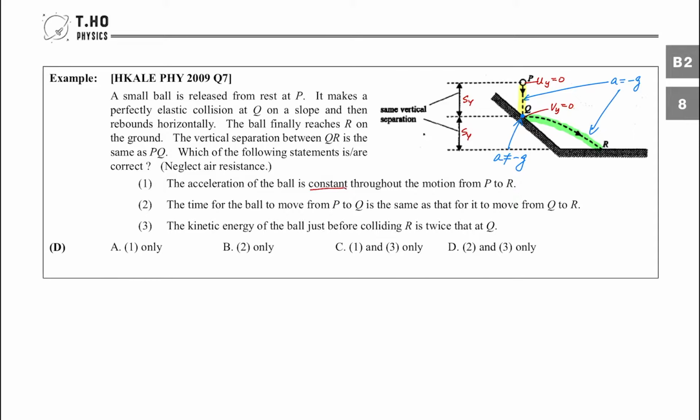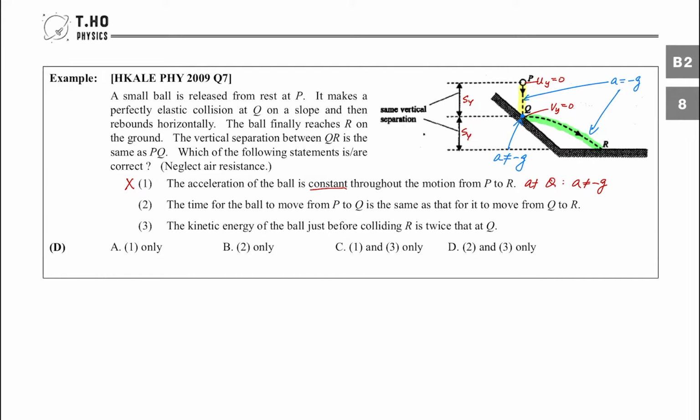So the first statement, that the acceleration of the ball is constant throughout the motion from P to R, is not true because at Q, a is not equal to negative g.